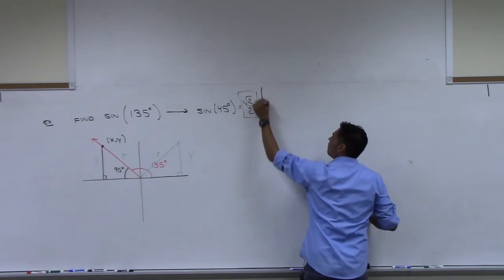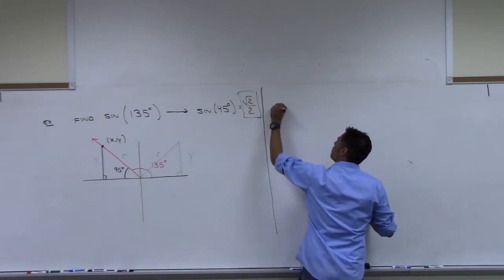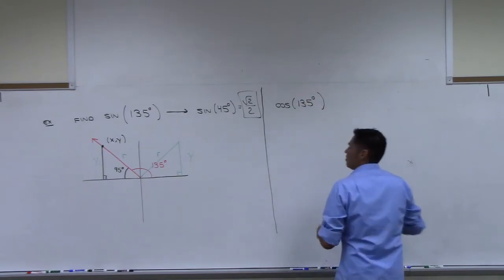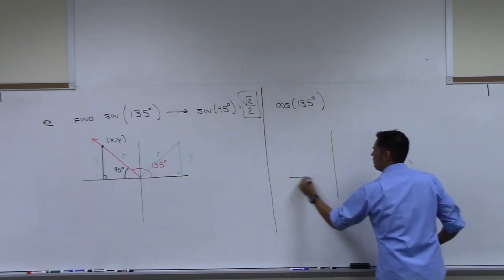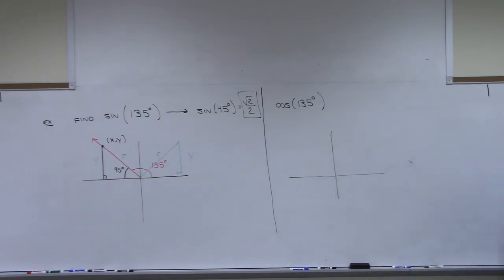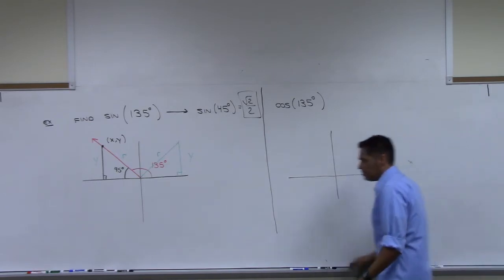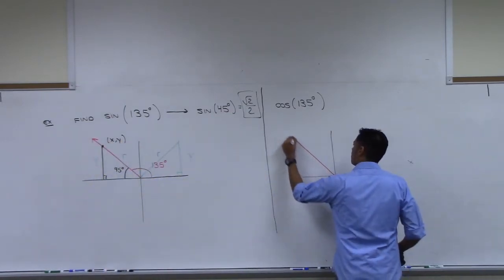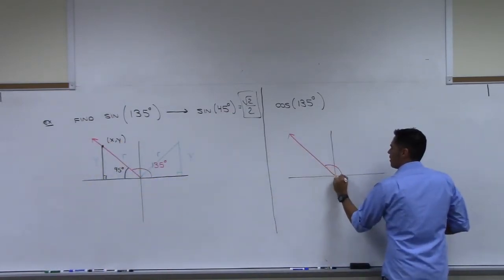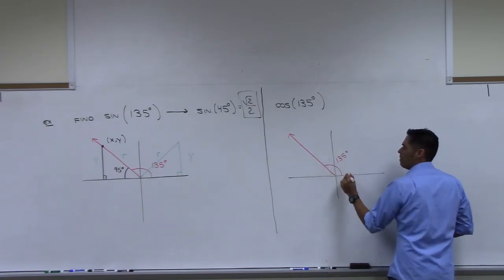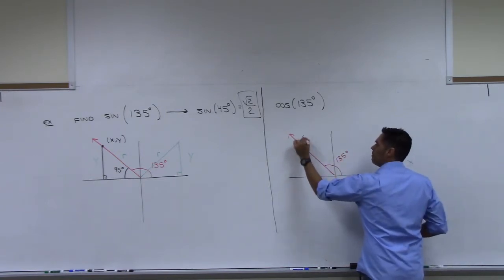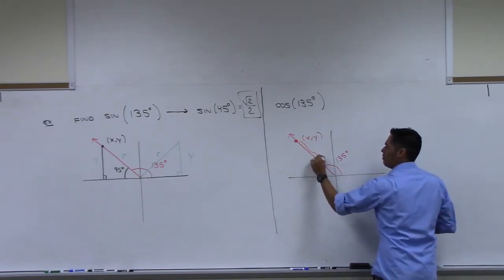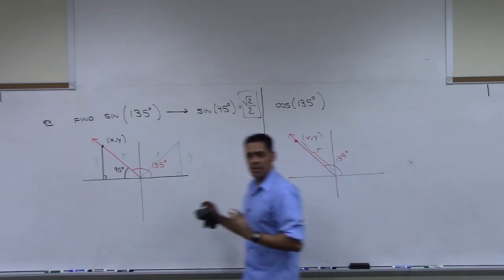Let's leave that over there. Cosine of 135 degrees. All right, so when I draw my picture again, we have this same angle, like this. That's 135 degrees. If I pick some point here, x and y, then the distance from here to here would be r. So nothing has changed there, right?